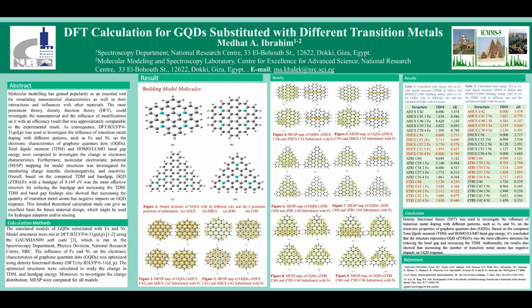It is concluded that the structure representing graphene quantum dots in its zigzag trigonal shape substituted with iron was the most effective structure for reducing the band gap and increasing the total dipole moment. Additionally, the results showed that increasing the number of transition metal atoms has negative impacts on graphene quantum dots response. This detailed theoretical calculation study can give an excellent basis for future material design, which might be used for hydrogen adsorption and/or sensing.